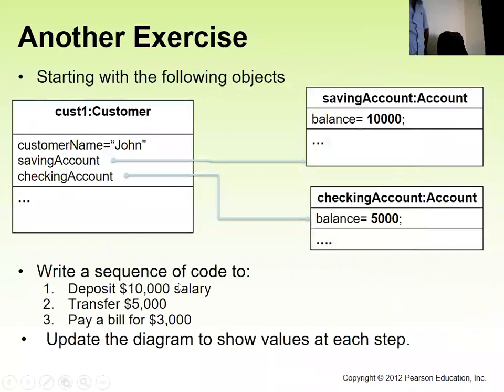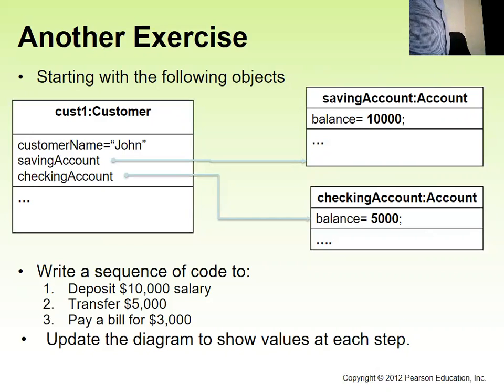Moving on. Another exercise here, starting with the following objects. So we have a customer called first one, right? Who has a saving account and a checking account with balances. Write the sequence of code to deposit $10,000 salary, transfer $5,000 and pay a bill for $3,000. Update the diagram to show the values at each step. How about that?